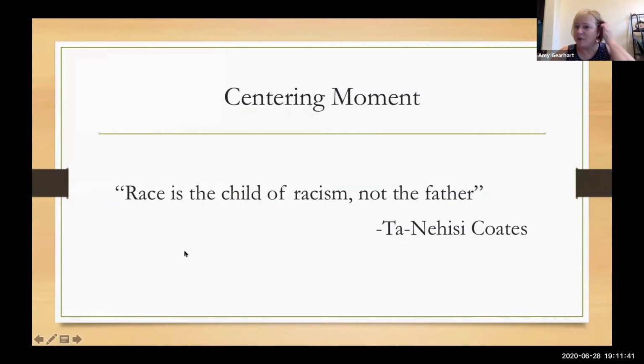What we did last week and we'll do each time is put up a statement or a quote and give you about 2 minutes to jot down in your book or on your journal or on a piece of paper what you do with this passage, with this statement. Race is the child of racism, not the father. Let's get into a learning space together by giving us about 3 minutes just to reflect on what that means for us and jot those feelings down as we're getting ready to focus on our learning together. And I'll be quiet for a few minutes.